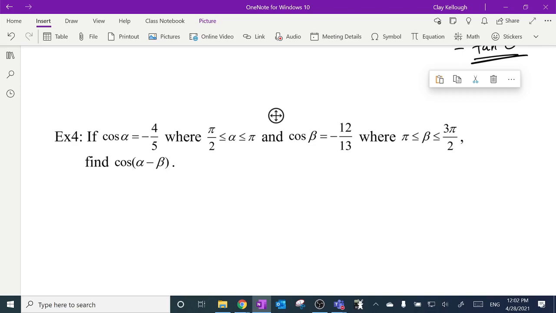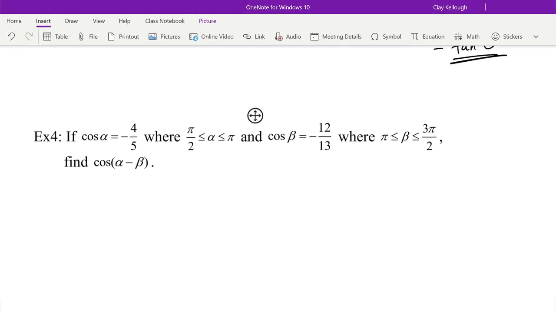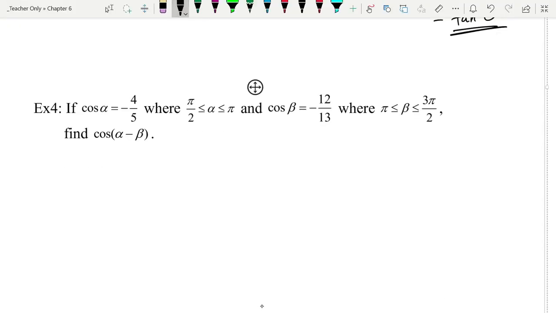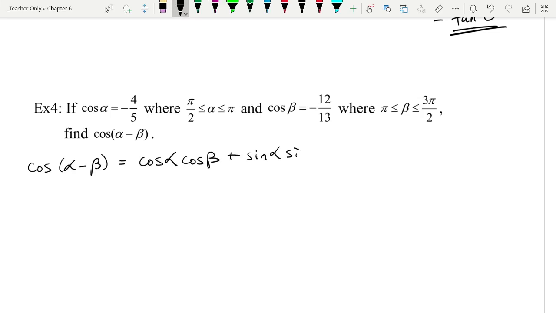Okay, well, if I know the cosine of alpha is negative 4/5, if I'm going to use this formula, what is this formula again? Well, let's write it down. Let's get the pen working. Come on, pen. There we go. The cosine of alpha minus beta is cos alpha cos beta plus sine alpha sine beta. Right? That's my formula. So notice that I know cos of alpha, but I'm going to need to know cos of beta.